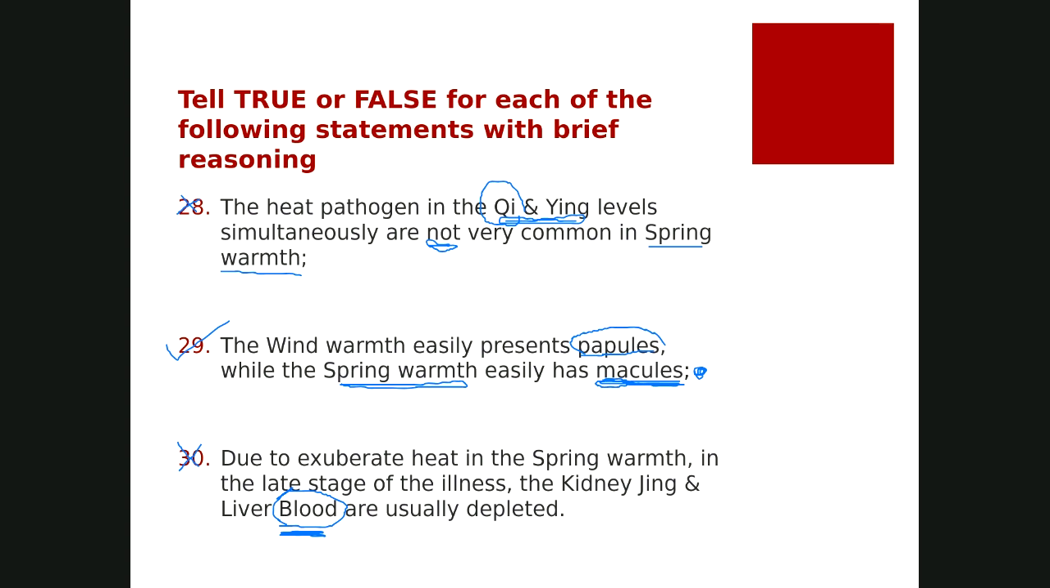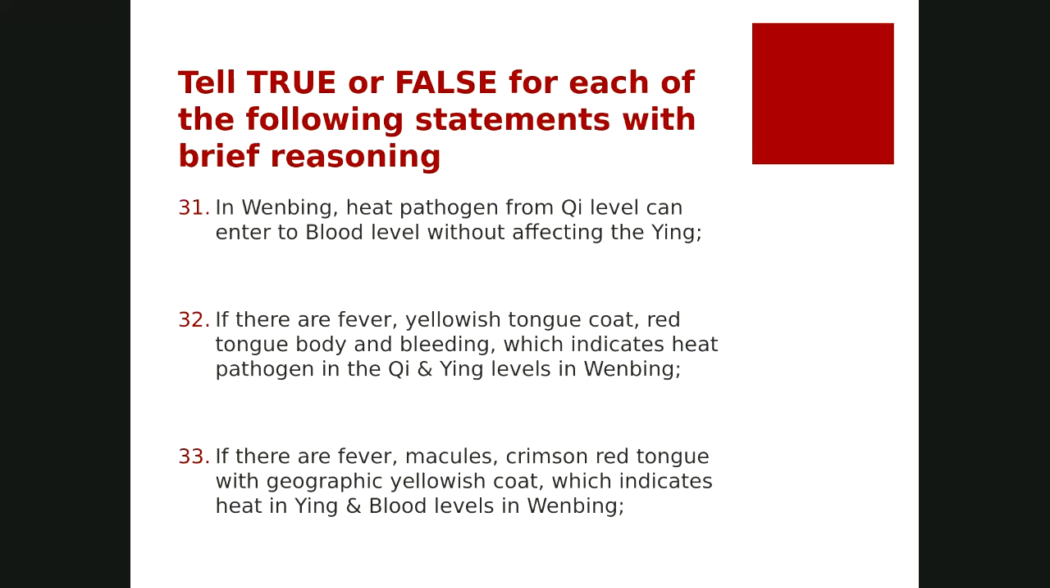It is a bit tricky, sorry. Now I have to make something false here, otherwise everything's true. There's no point for us to do exercise here. Now number 31, in Wenbing, heat passage from qi level can enter to blood level without affecting the yin. So here is from qi level, go to blood level straight away without affecting yin.